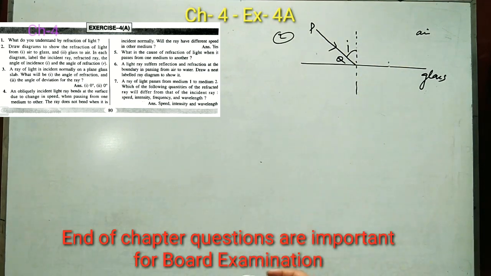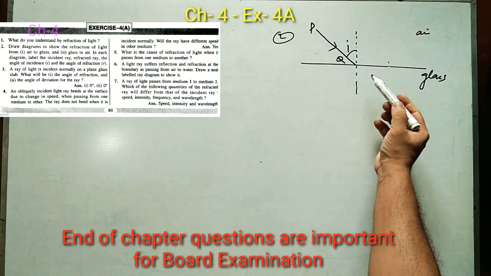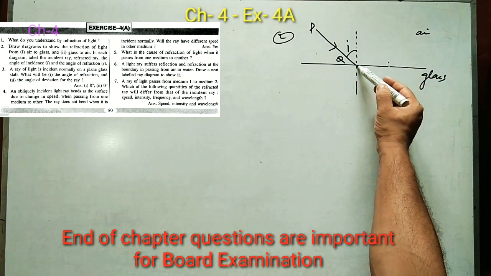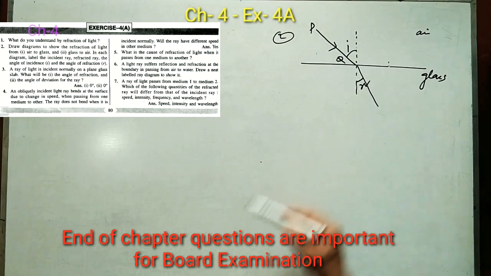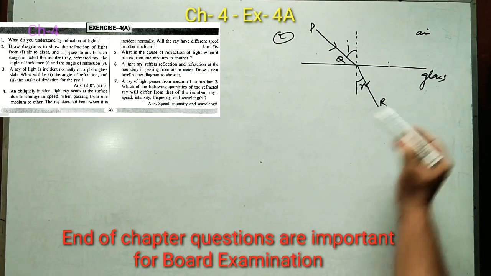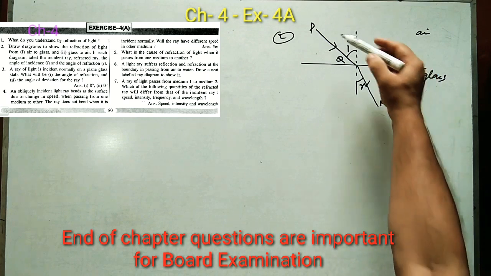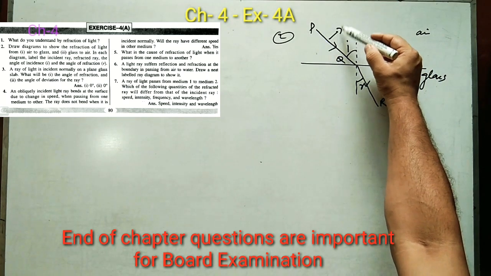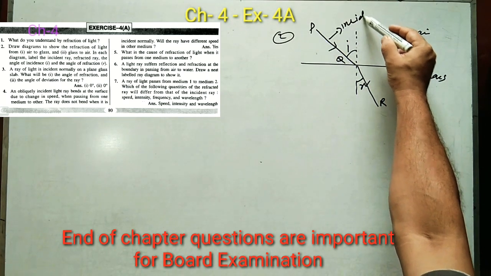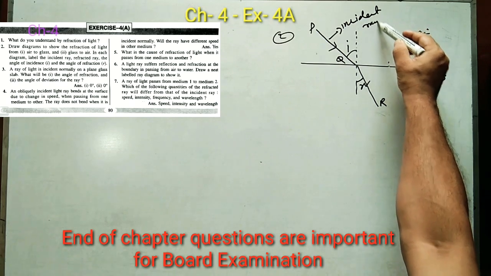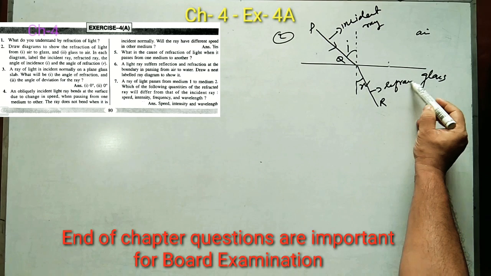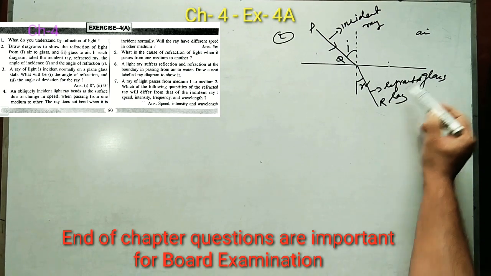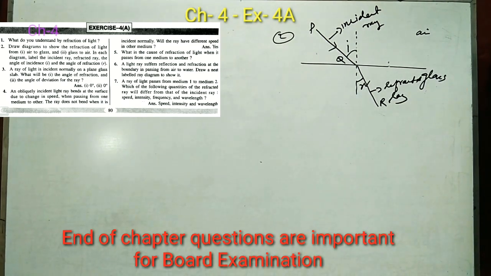Now apply the rule of refraction. When a ray of light travels from rarer medium to denser medium, it bends towards the normal. That is the angle of refraction, and QR is the refracted ray. So I can write, this is the incident ray, and QR is the refracted ray. So we have marked all the terms given.